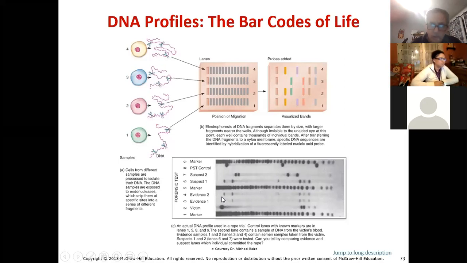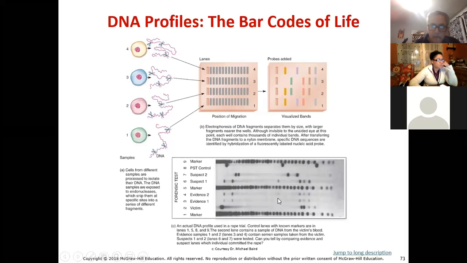So if we look at suspect 2, we see 2 bands here, a band here and here. When we look at this individual, we see a band here and here, a band here, and 3 bands here. Down here, we don't see a match to suspect 2, but suspect 1. Evidence 1 and 2, there's a band here, and here.